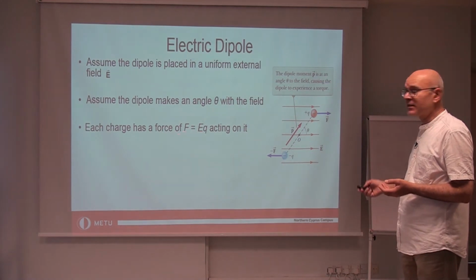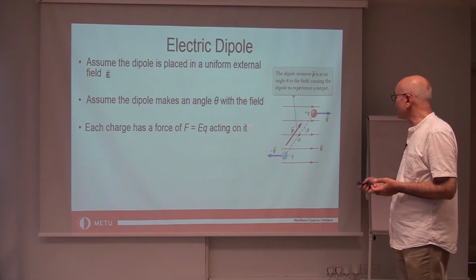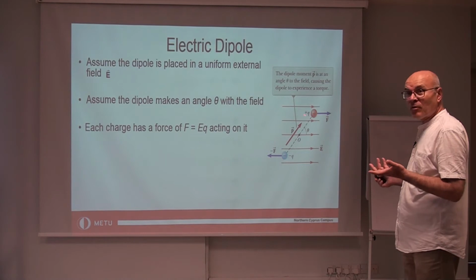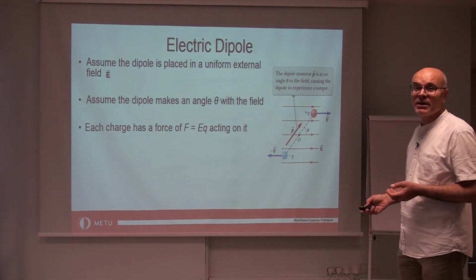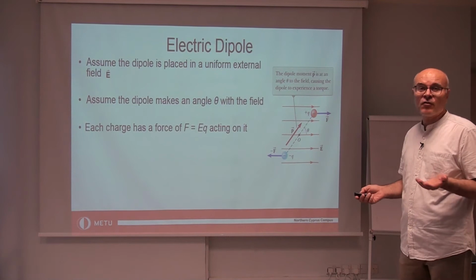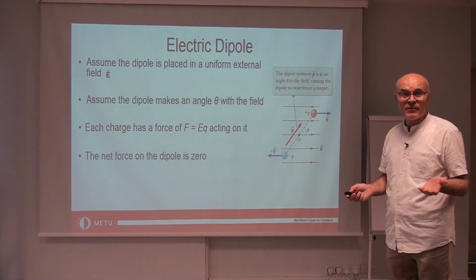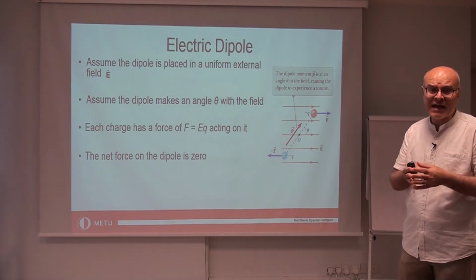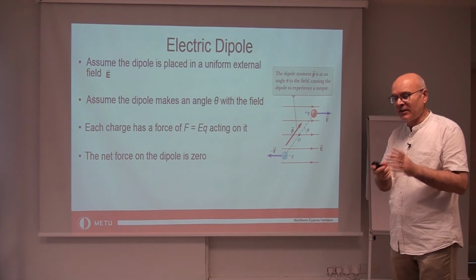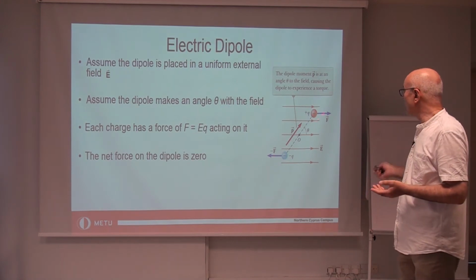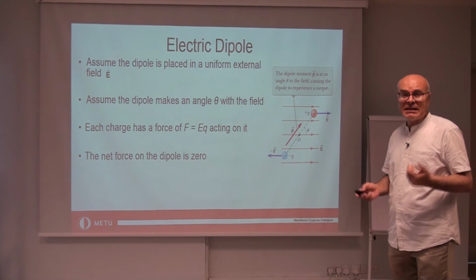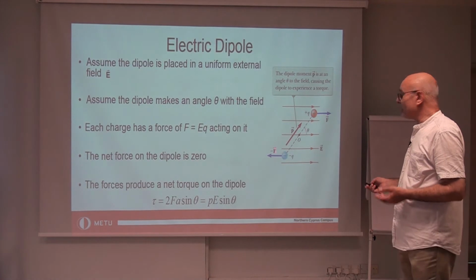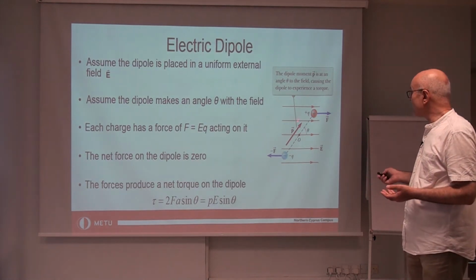E, modulus of the electric field, Q, the magnitude, absolute value of the charge. The force on the upper charge, which is the positive charge, will be to the right in this case, and here it will be to the left. Now these forces are equal and opposite, and therefore they cancel each other. So the net force on a dipole placed in a uniform electric field, because if the electric field were not uniform, these two forces would not necessarily be equal, is zero. But the net force is zero, but the dipole in this case can rotate.